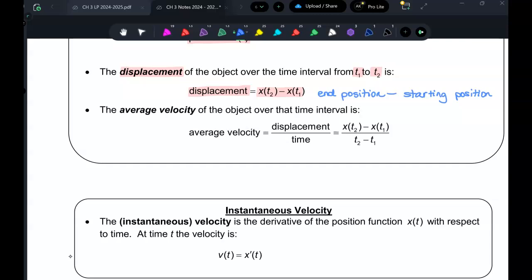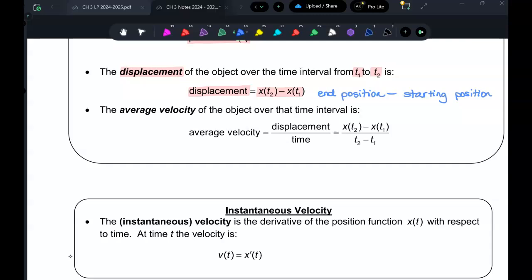We're going to talk about the difference between total distance traveled versus your displacement. So if you live 10 miles from school, you start from home, you drive 10 miles to school, and then you drive home 10 miles. Your displacement is 0, but the total distance traveled would be 20 miles. So we'll talk about that also.